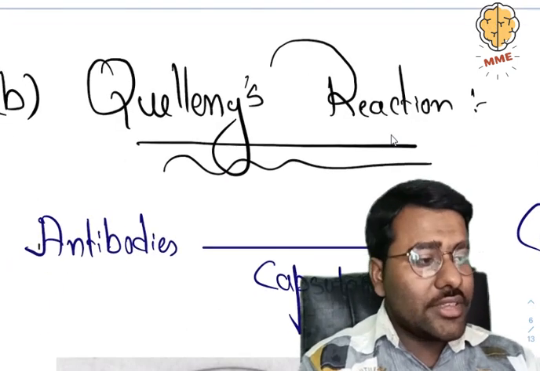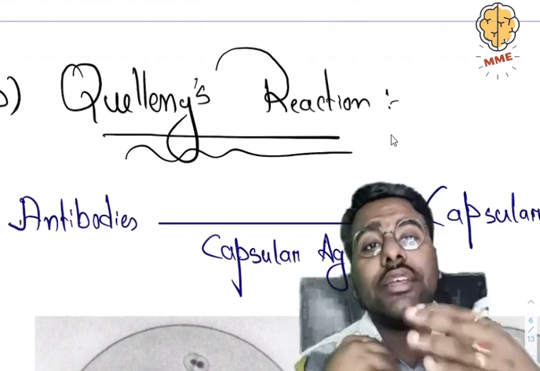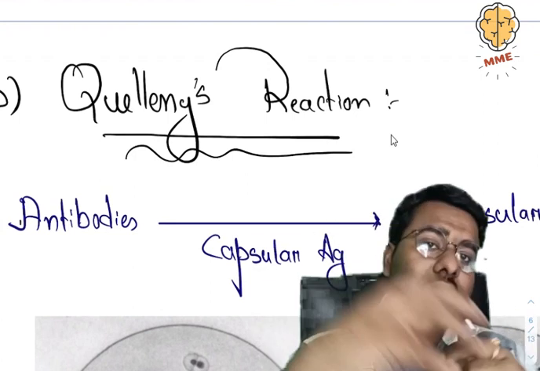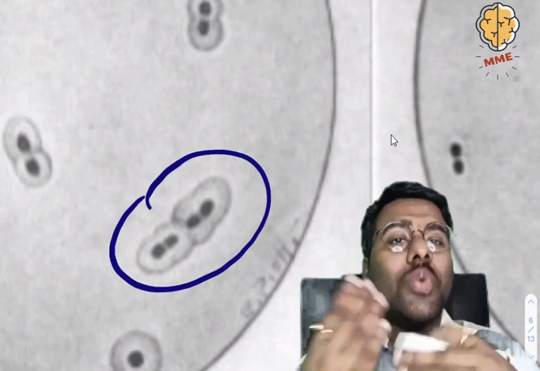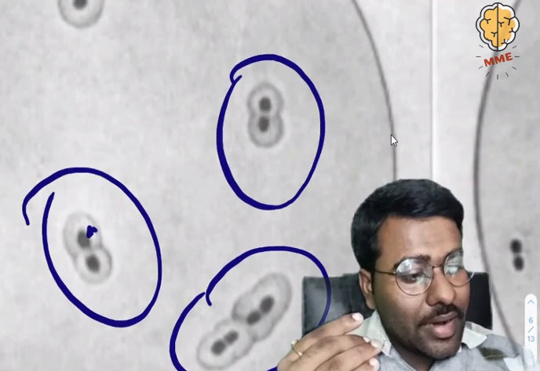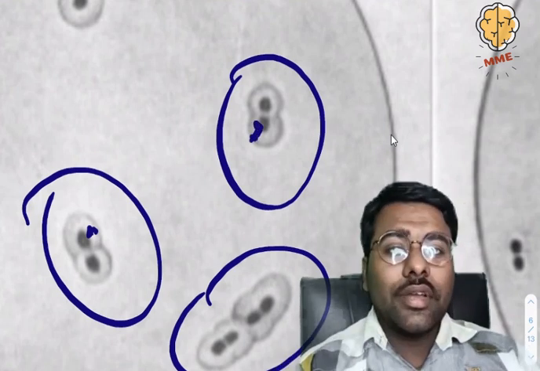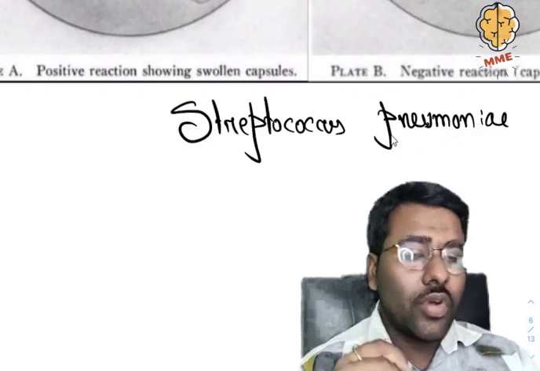Coming to the next reaction, this is the Quellung reaction, where there is no latex, only antibody which attaches to the antigen, and there is a swelling of the capsule. You can clearly notice this is the bacteria and there is the capsule. There is no swelling, but after adding the antibody, you can clearly see the swelling occurs. How interesting the microbiology is. This is the swelled up capsule. This is mainly found in Streptococcus pneumoniae.